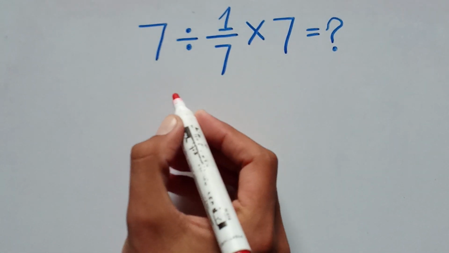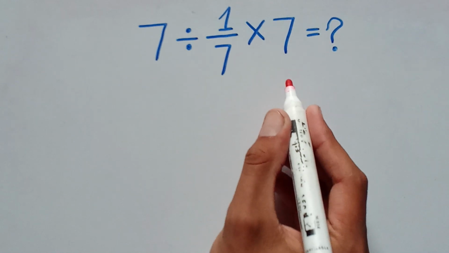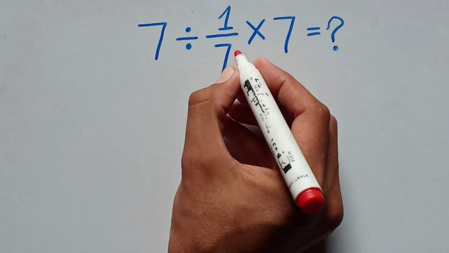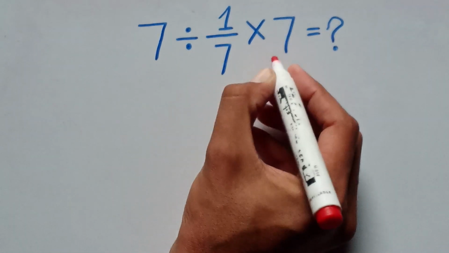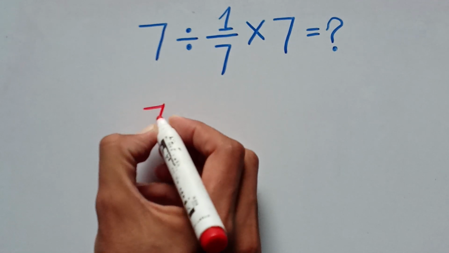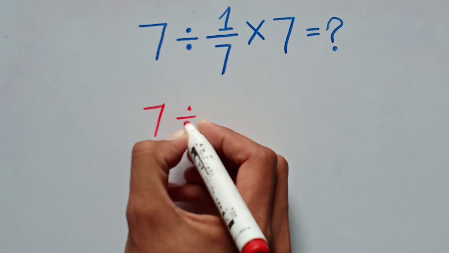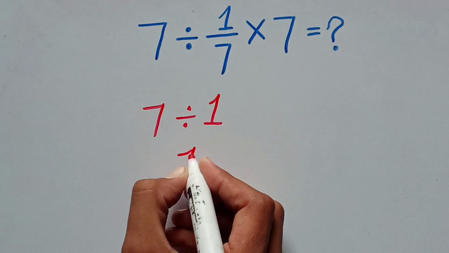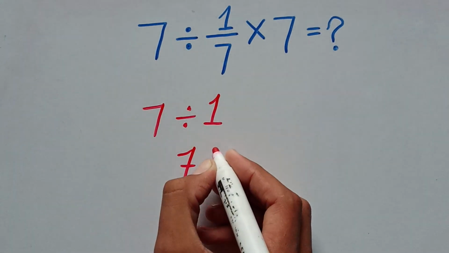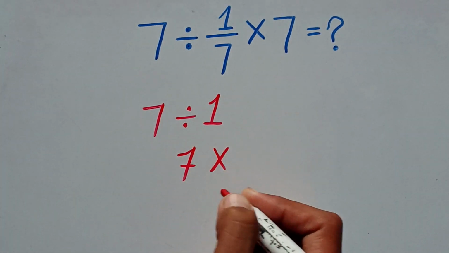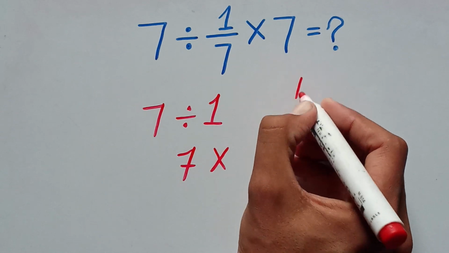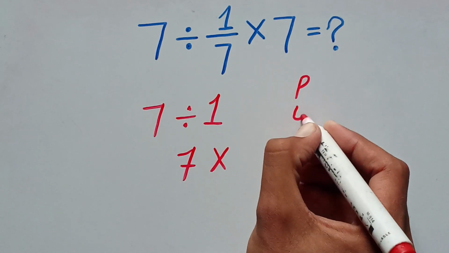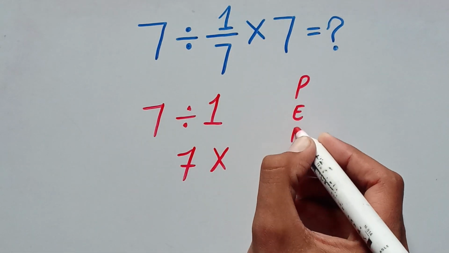In this video, we can find the value of this math question. Many people can cancel this 7 and this 7 and just write 7 divided by 1, which equals 7. But trust me, this answer is wrong because we did not follow one of the most important rules, which is called PEMDAS.